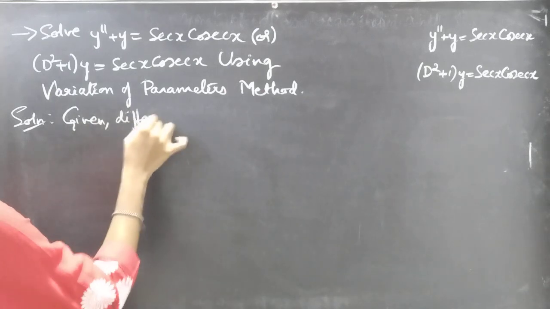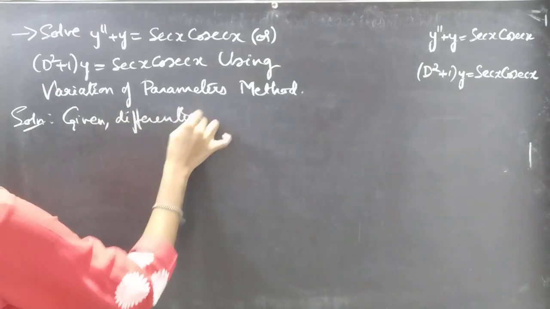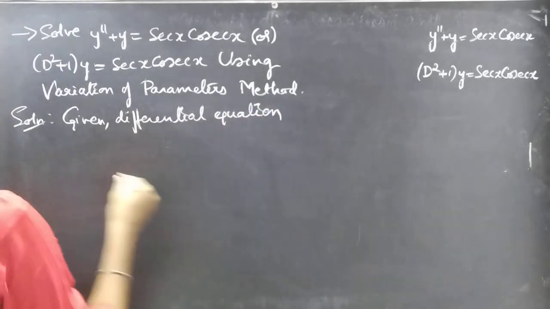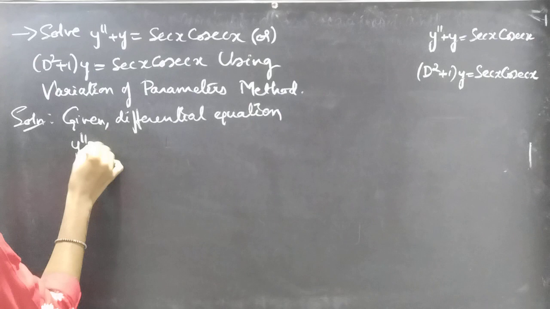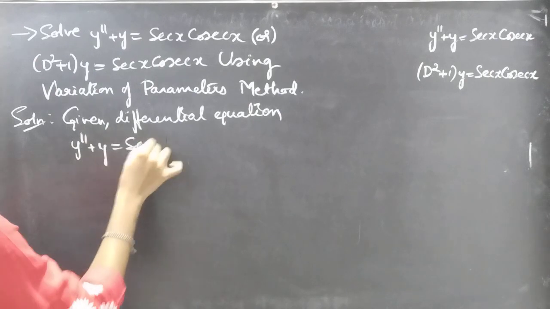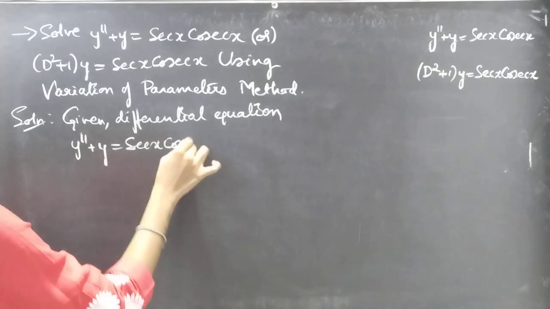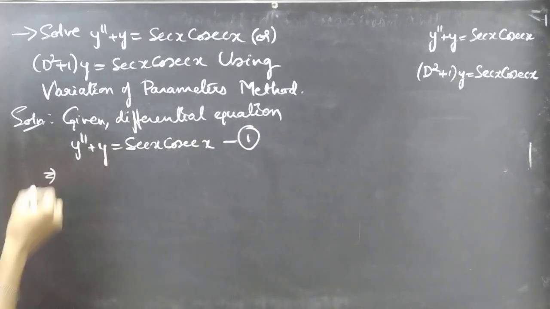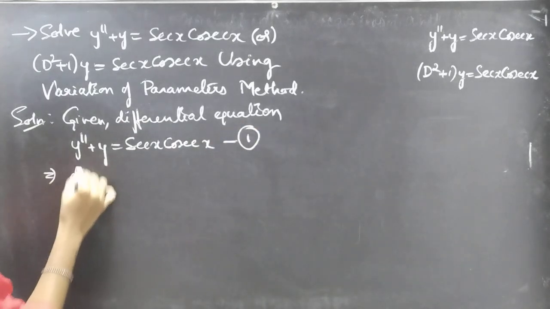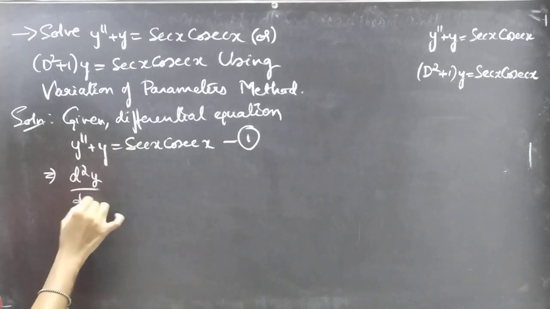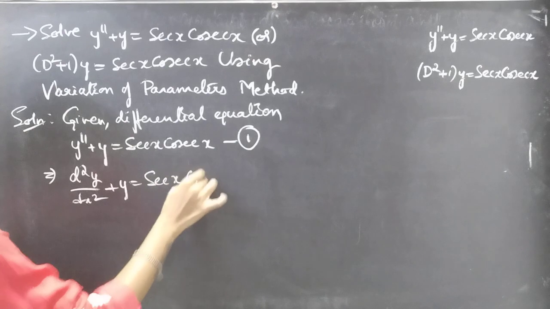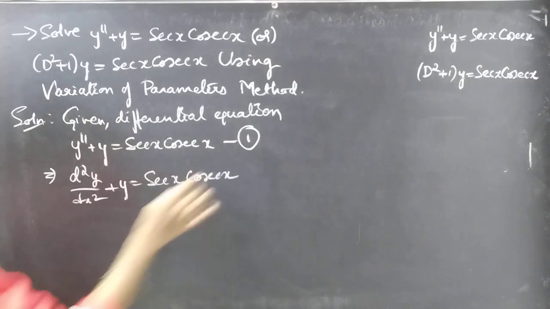Given differential equation, y double dash plus y equal to secant x cosecant x, considered as equation 1. Now write y double dash as d square y by dx square plus y equal to secant x cosecant x.